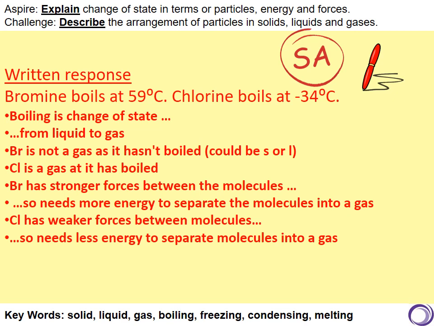And the explanation for this is because bromine has stronger forces between the molecules. We could call those intermolecular forces. And that means that it needs more energy to separate the molecules into a gas. If we then compare this to chlorine, chlorine has weaker forces between the molecules, so therefore it needed less energy to separate the molecules in a gas. If you need to pause the video and amend your answer, then do so now.